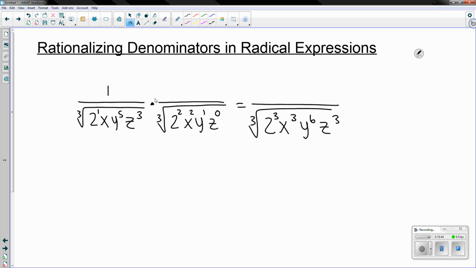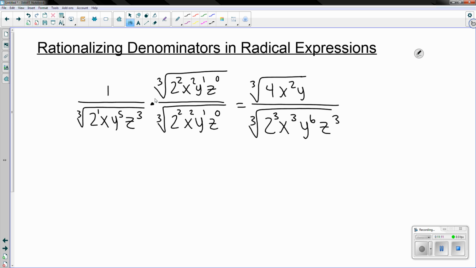And again, whatever we did to the bottom, we've got to do to the top. I'm going to write that z to the 0, to show that you should include all of the base values, or all of the terms that are underneath the original. And we're going to do that to the top over here. So 2 to the 4th is 4, x squared, y, and z to the 0 power, anything to 0 is 1. So this is what our numerator looks like.